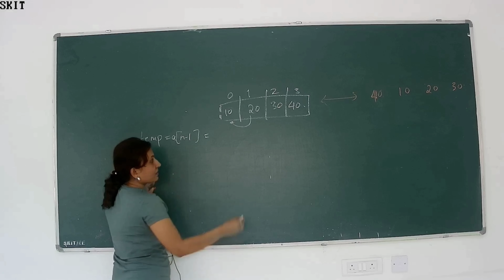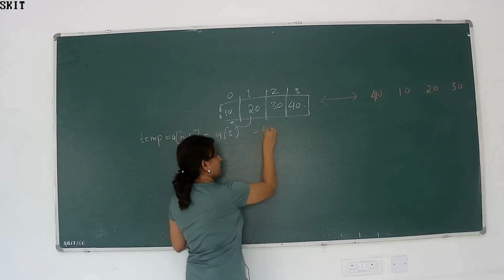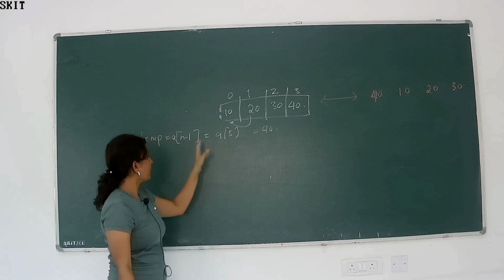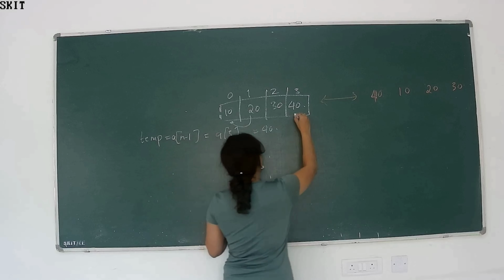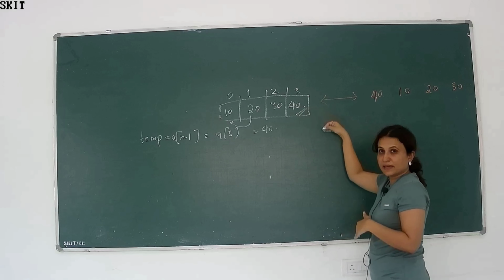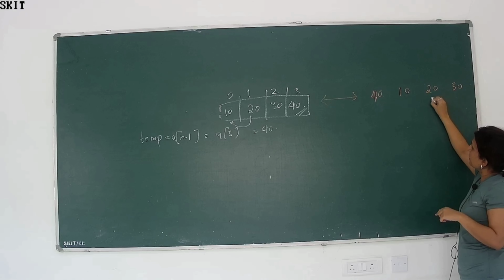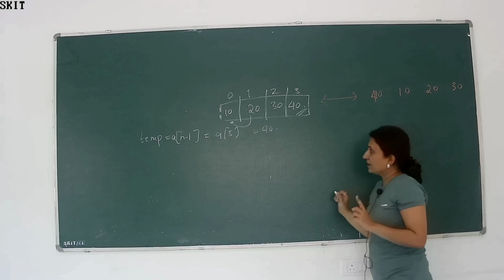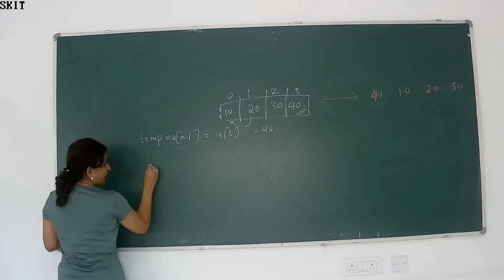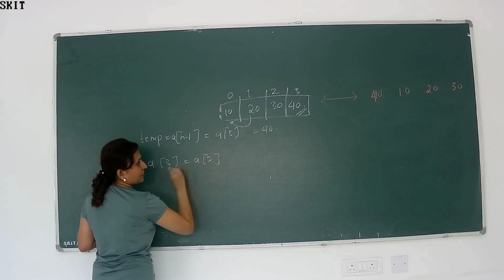What is a of n minus 1? A of 3. What is a of 3? 40. We stored 40 in temporary. Now since we stored 40 in temporary, this is the place where we have to start putting the elements. Because if you see, 30 came to third position, 20 came to second position, and 10 came to first position. So if that is the case, what I will do, a of 3 will be equal to a of 2.